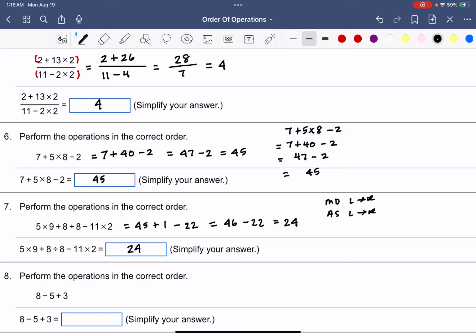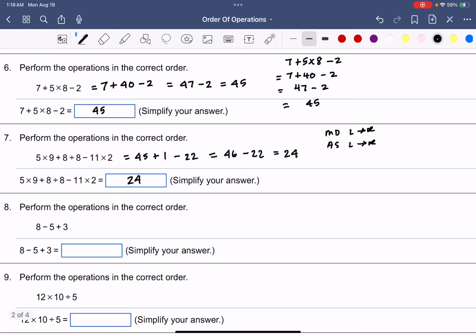Now you can use a calculator on problems like this, but it's better if you practice without the calculator so that you practice which one of these operations you're going to have to do first. Because once we get into a little bit of algebra and some other problems, you're going to have to figure out which one goes first, and your calculator's not going to help you.